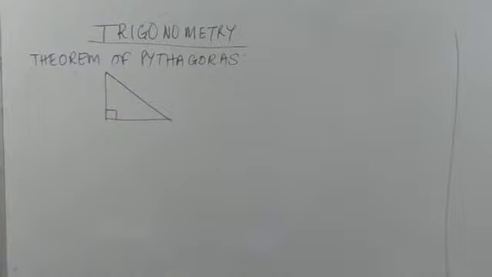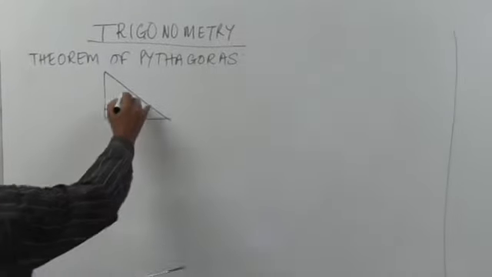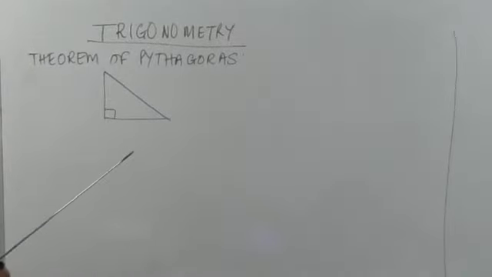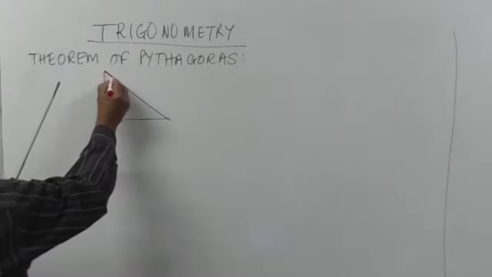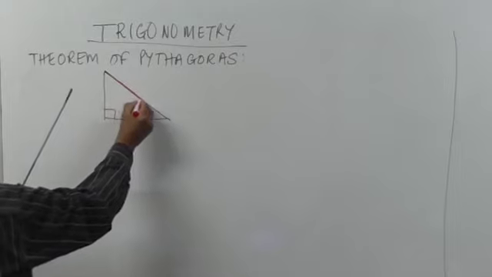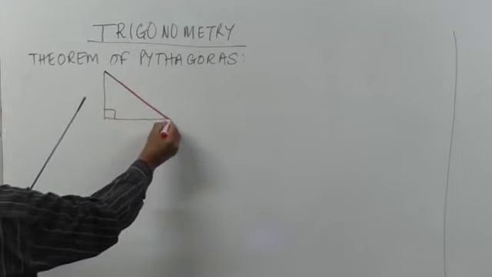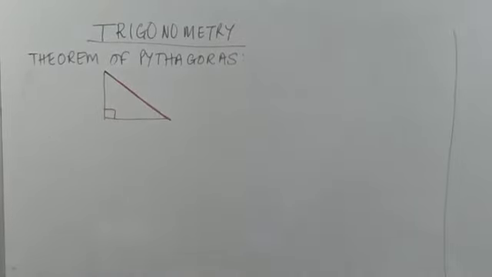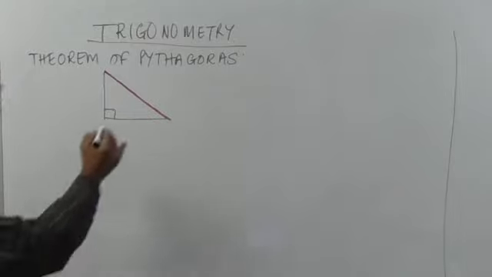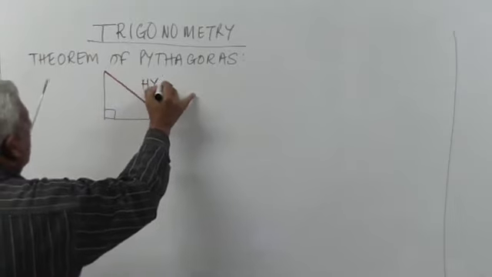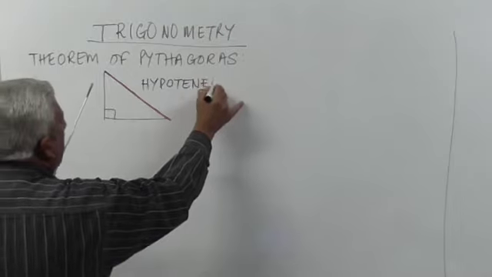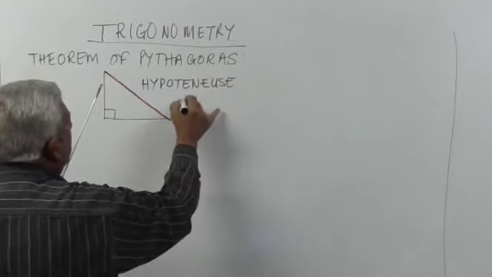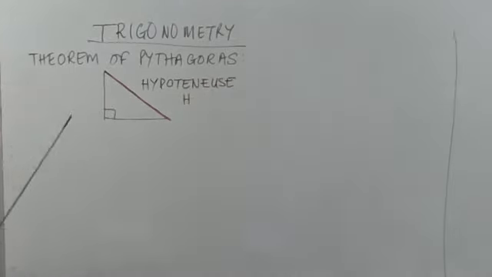Okay. Now firstly, this is the longest side in the right angle triangle. So it's nice to mark your long side in a special color. And later on you'll see why this is a very good habit. Mark your hypotenuse in another color. And this is actually the hypotenuse. Hypotenuse. And for short, we're just going to call it H.